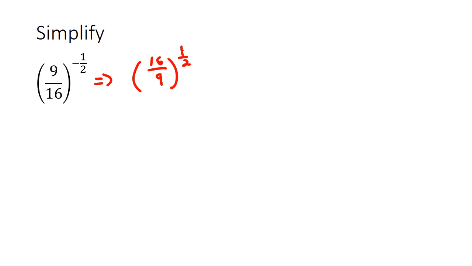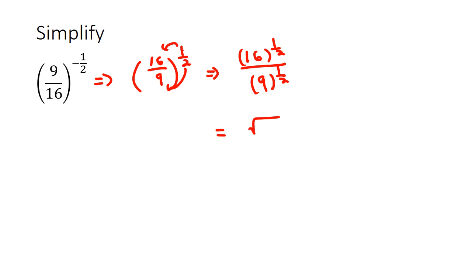Now I can't simplify inside the parentheses, so now I'm going to distribute that 1/2 to each one of those numbers inside there. So that's 16 to the 1/2 over 9 to the 1/2. And again, we know that the fraction of 1/2 is the same thing as the square root in radical form. So the square root of 16 over the square root of 9.